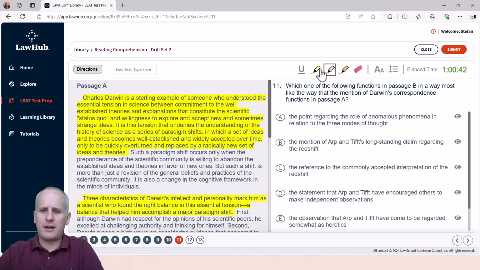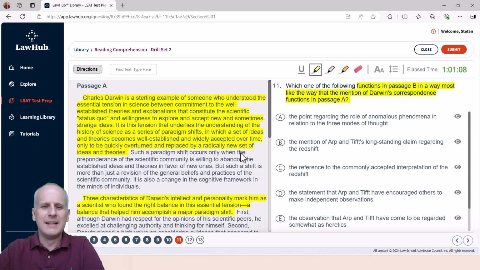We've got our highlighter selected, and we read the question task as always at the outset. Which one of the following functions in passage B in a way most like the way that the mention of Darwin's correspondence functions in passage A? So we're looking for what functions in passage B most like Darwin's correspondence functions in passage A.